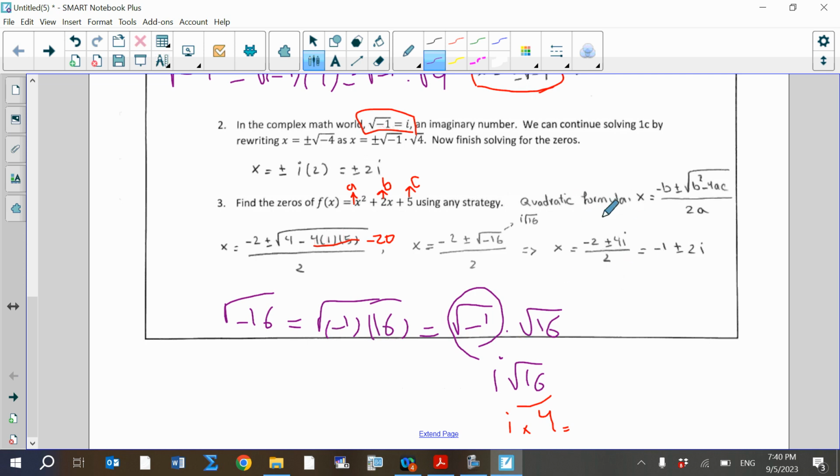Now I can simplify this expression. I can divide all these by 2. So 2 divided by 2 is 1, 4 divided by 2 is 2, and 2 divided by 2 is 1, which I don't have to write in the denominator. So these are my roots. I have 2 roots as I expected, because the degree of this function is 2. One is -1 plus 2i, the other one is -1 minus 2i.